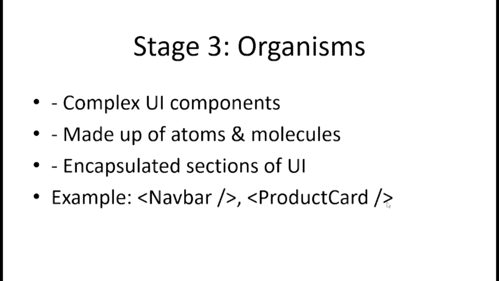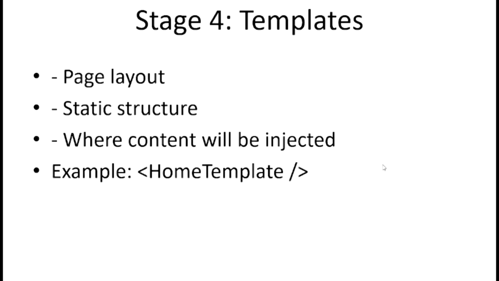Next comes templates. Templates define the layout of a page without real content. They show how organisms fit together. For example, a home page template might include a navbar, banner, and a product grid. So a template has a page layout, a static structure where content will be injected. For example, a home template. This is going to be a template for home, and it can have its own structure, its own navbar, banner, and product grid. So I hope this is clear up to here.